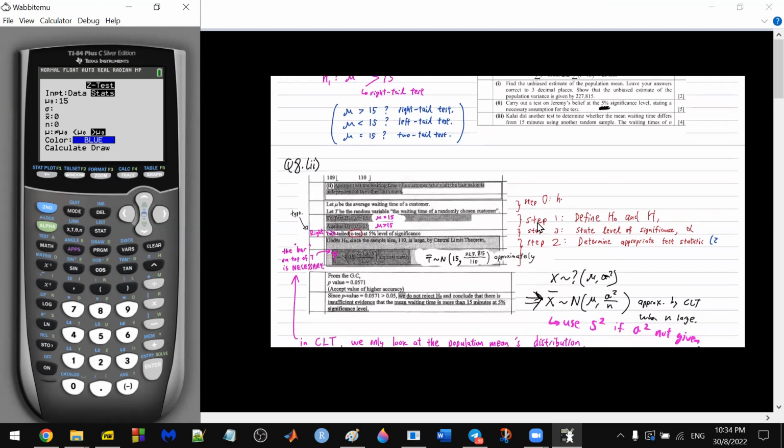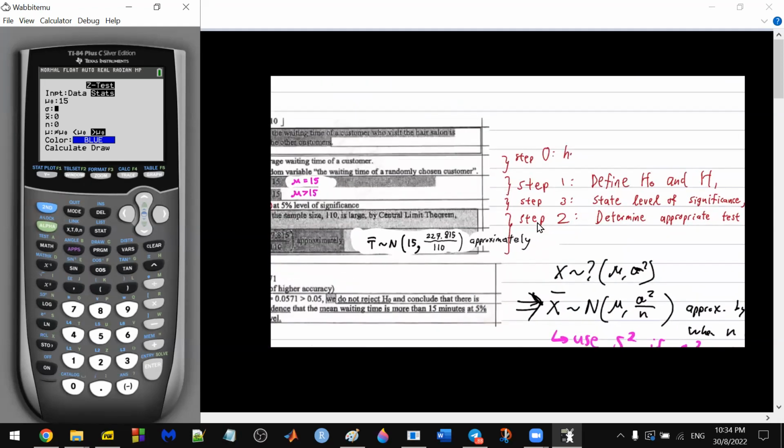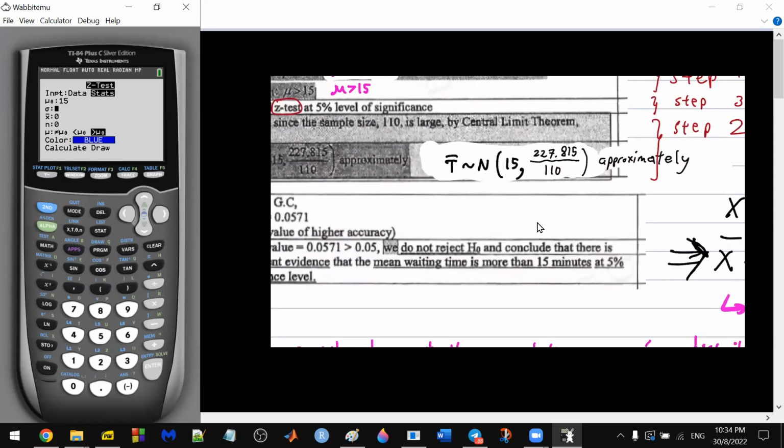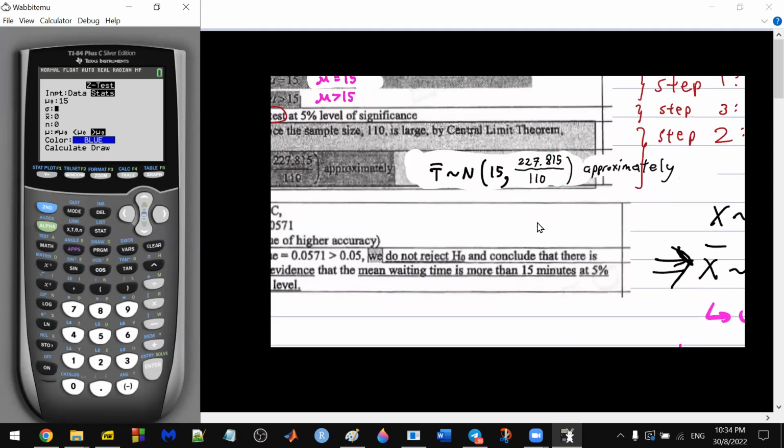Okay. Let me go here again. So what do we currently have? We got 227.815 over 110. This is sigma square over n, right? So here the sigma is not the square root of this whole thing. It's just the square root of the numerator. Because n is 110. Sigma square is the square root of the numerator only. Sorry. Always forget this one.